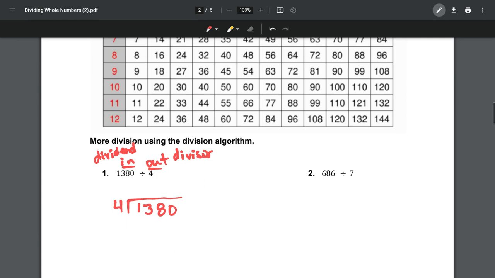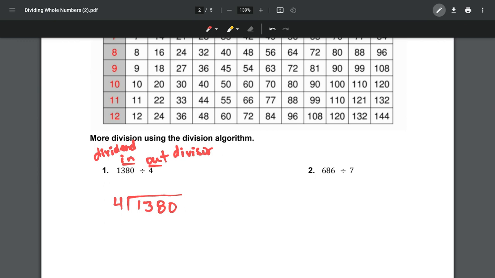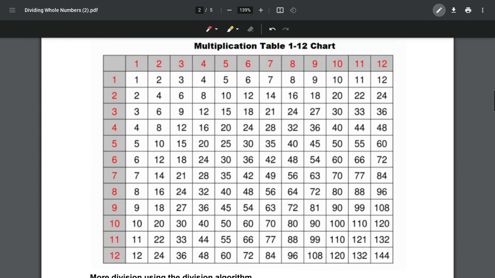All right, so what I will do is I know I have to divide this number by 4. In other words, I'm trying to figure out how many groups of 4 I can get out of 1,380. And you're not going to skip count from 4 to 1,380. That's too time consuming and it's not practical, okay? So what I am going to do is skip count by 4 a few times. But you can also use your multiplication chart.